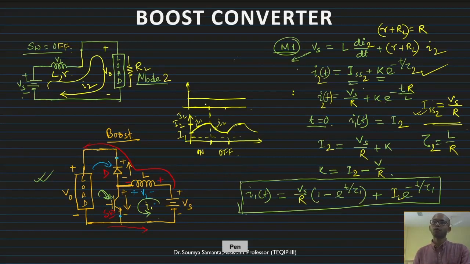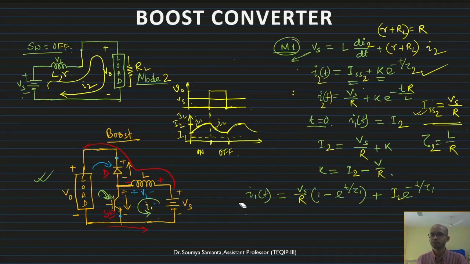So what will the output voltage be here? In this case, we will get this. This is V out. This is Vs. So next, mode 1 explained, mode 2 explained, what is the current waveform, and this is the output voltage also.